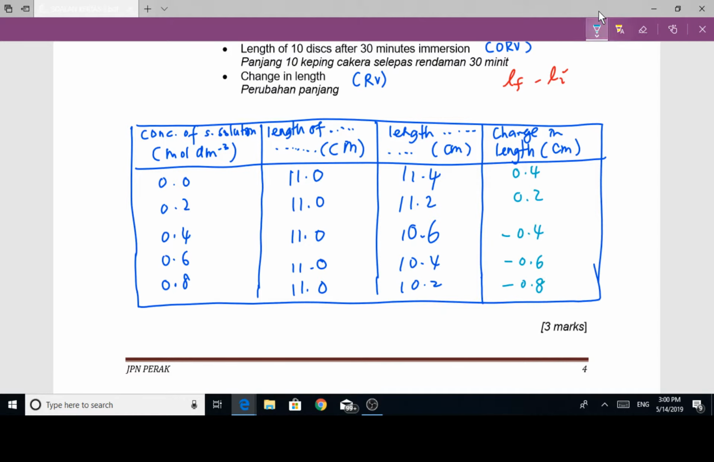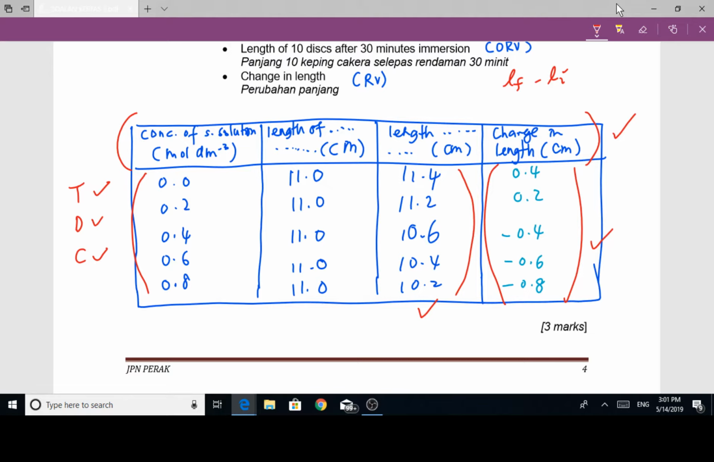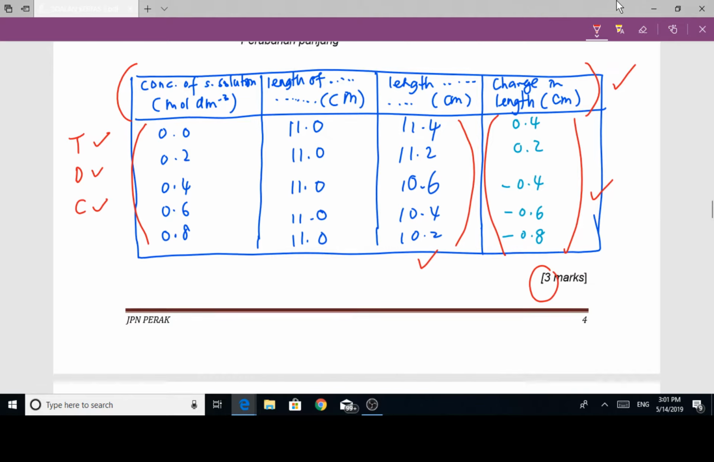Alright, so how to mark these questions? First of all, make sure that you have the headings together with the unit. If you have them, then you get 1 tick, and then transfer of data. If you transfer the data correctly from the previous pages, then you get another mark, and finally calculation will give you another mark. Alright, so it is title plus unit 1 mark, data transfer 1 mark, calculation 1 mark. So altogether 3 marks.